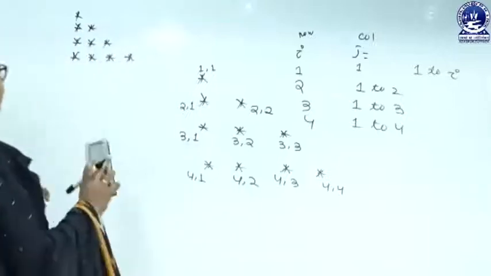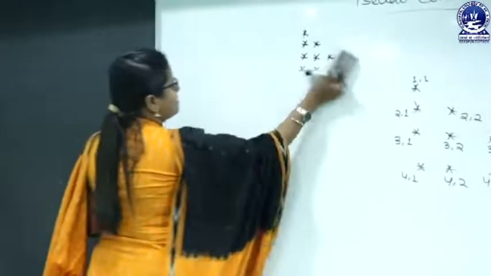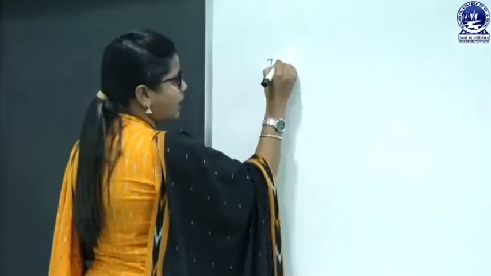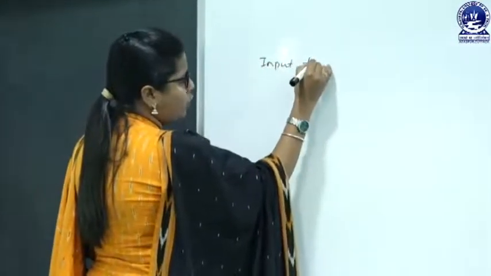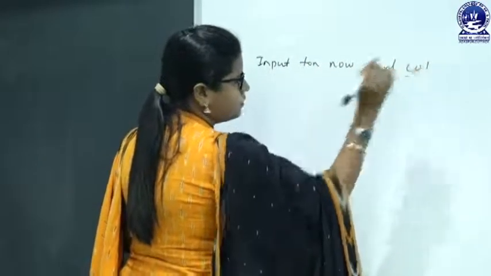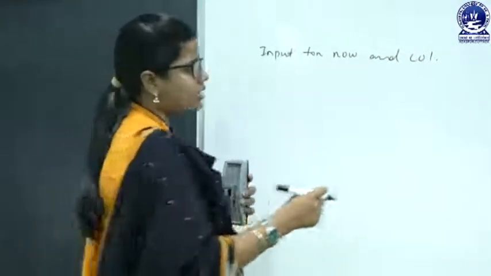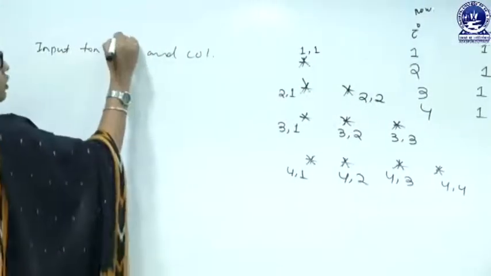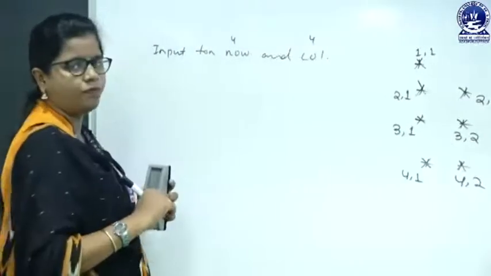So let's write the pseudocode for this. First we have to take input for row and column. These are the two variables. How many rows are there? 4. And how many columns? 4. So this is 4 and this is 4.